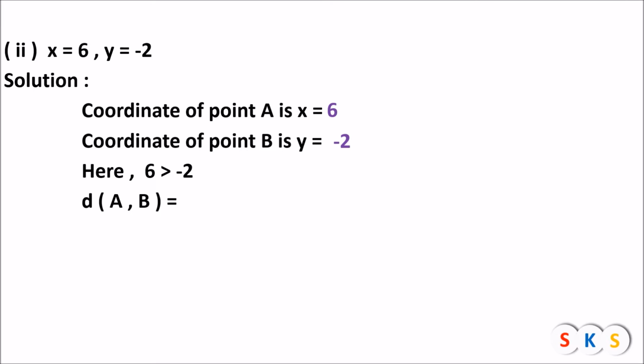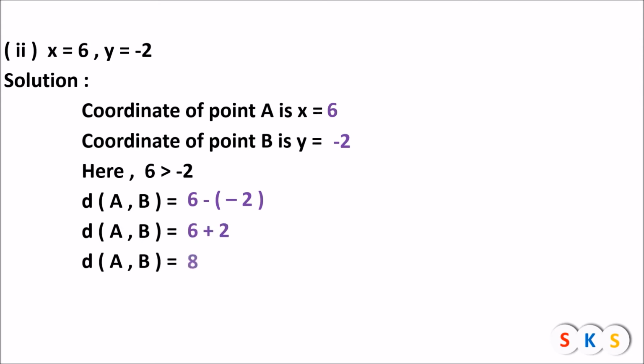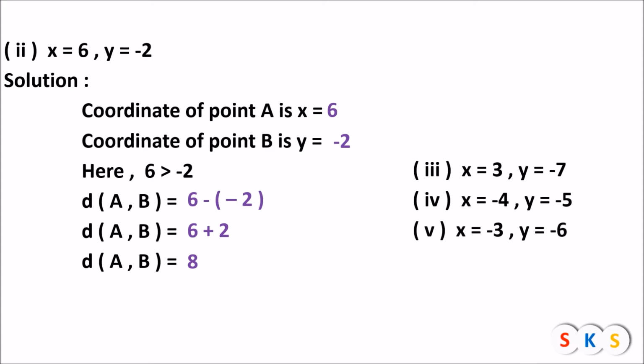So distance AB equals greater coordinate minus smaller coordinate. It means 6 minus minus 2. Solve the bracket first. Minus into minus is plus. So distance AB equals 6 plus 2. Distance AB equals 8. Similarly, you can solve question numbers 3, 4, 5 and 6.